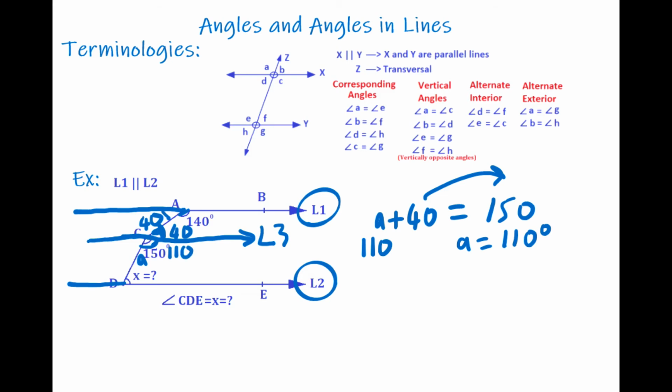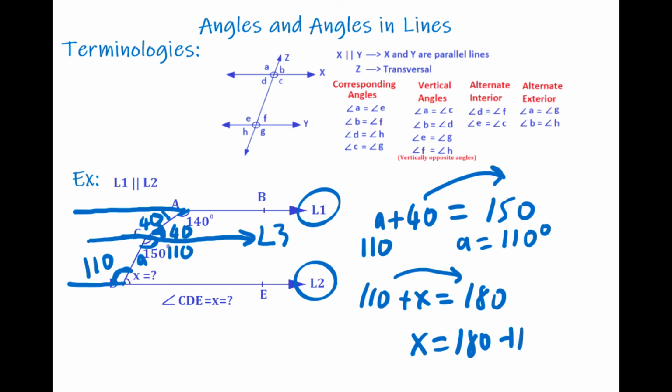So because this is 110 and that is 110 as well, and because 110 plus x has to be equal to 180 because they are supplementary angles, 110 plus x has to be equal to 180. Just send this 110 to the right, make it negative. x is going to be 180 minus 110, and that is going to give us the value of 70, guys. So in this case, x is 70 degrees.